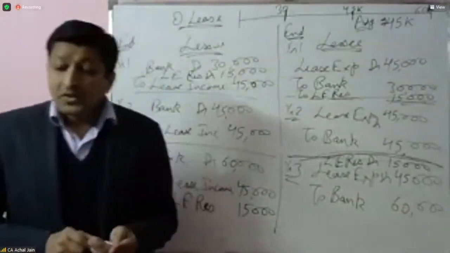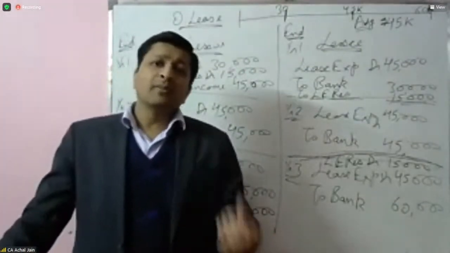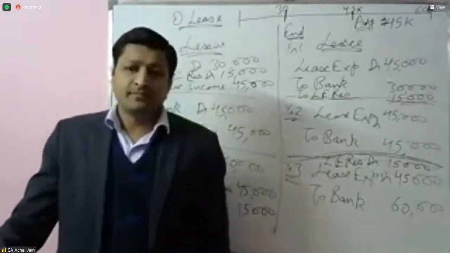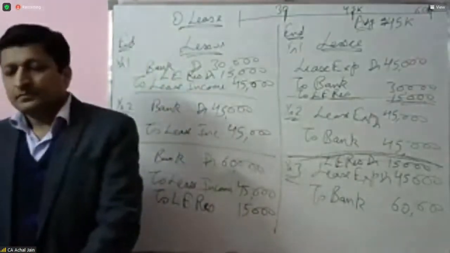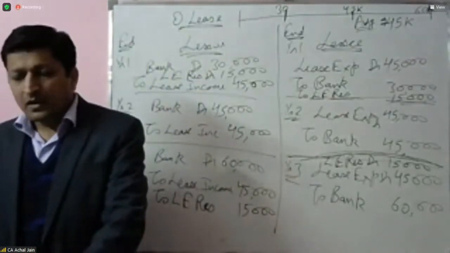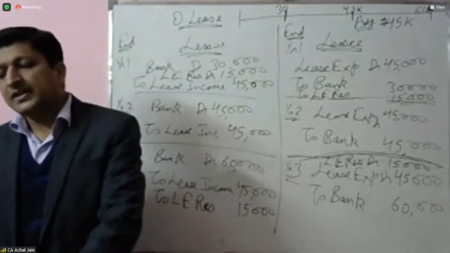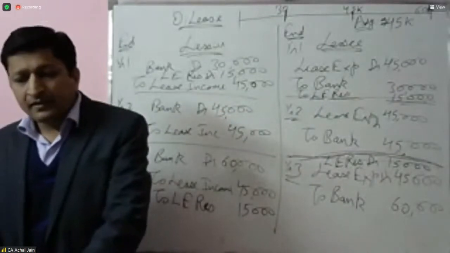This is called straight lining of rent. And straight lining will be required to be done in the books of both lessor as well as lessee in case of operating lease. Clear on this? Pooja is saying the average works out to 45,000. Yes. Clear?